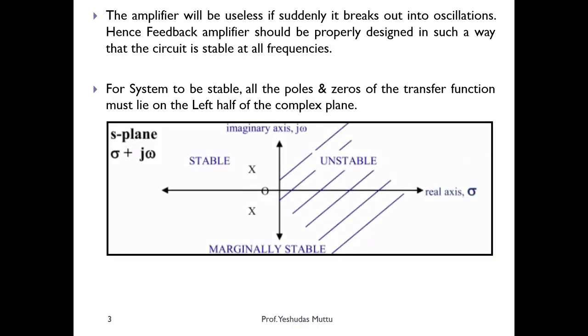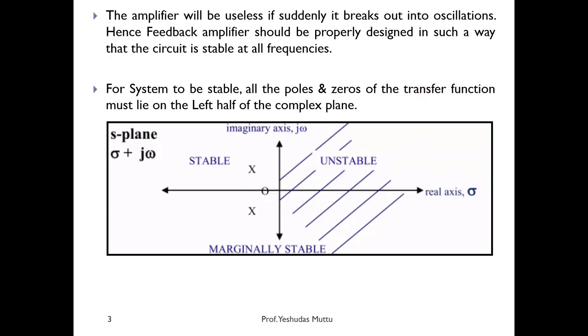First of all, we'll understand what a complex plane is. I have sigma plus j omega over here. Here is the real axis, here is the imaginary axis. So this is my complex plane altogether. In this complex plane, I have the left side and the right side. If poles and zeros lie on the left side, then I can say that the system is stable. Now what is a transfer function?